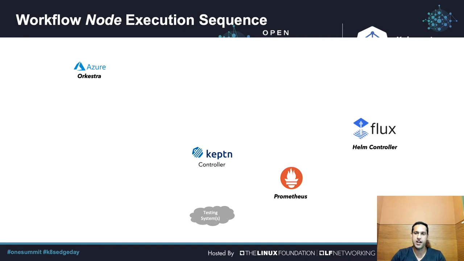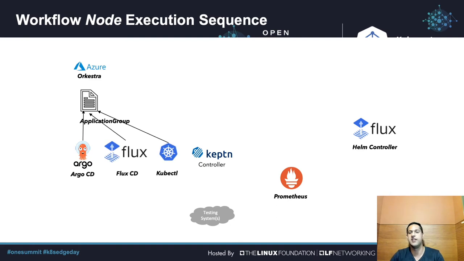Through a series of animations, let's demonstrate what occurs during the execution of a single workflow node. Since Orkestra operates on a Kubernetes custom resource type, it can easily plug into any CD system or be deployed directly into the cluster using kubectl or customize.